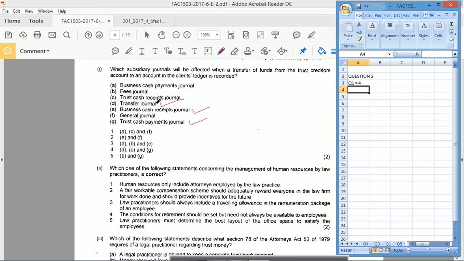Law practitioners should always include a traveling allowance in the remuneration package of an employer. Not always, as always generally isn't the right answer. It should not always include. It can, though, but not always. The conditions for retirement should be set, but need not always be available to employees. That doesn't make sense. Law practitioners must determine the best layout of the office space to satisfy the employees. That's got nothing to do with HR. So 2.